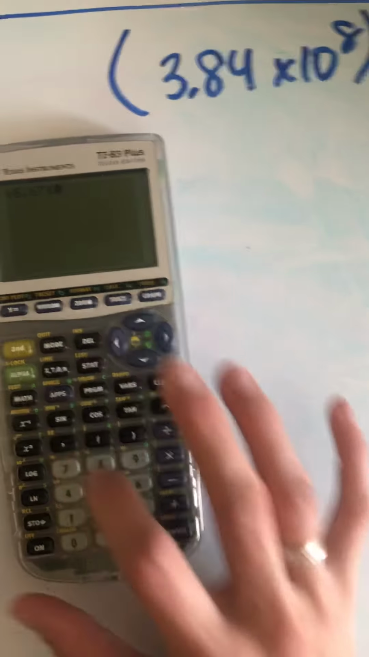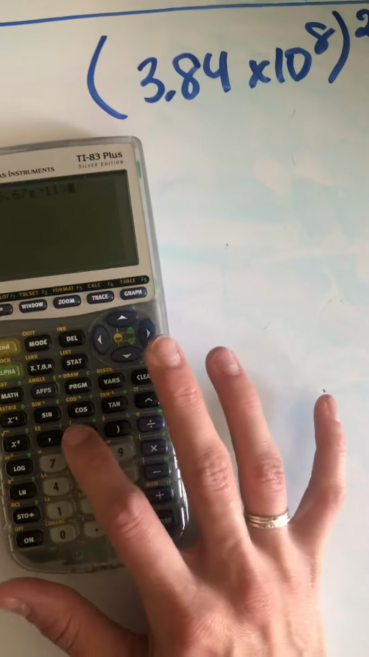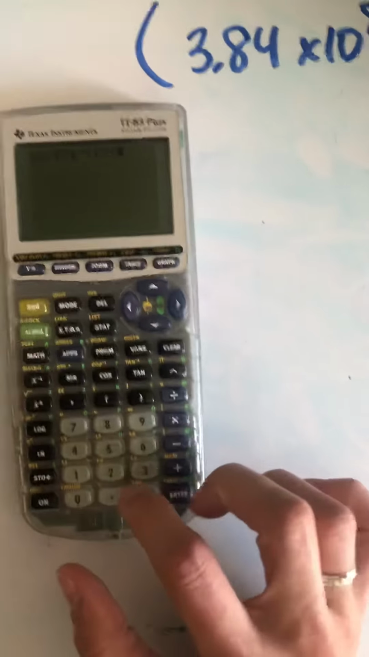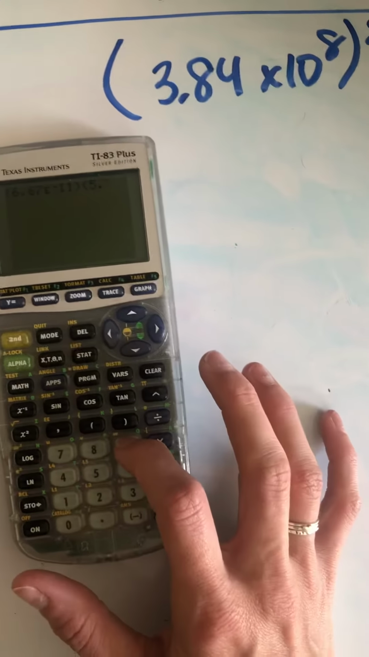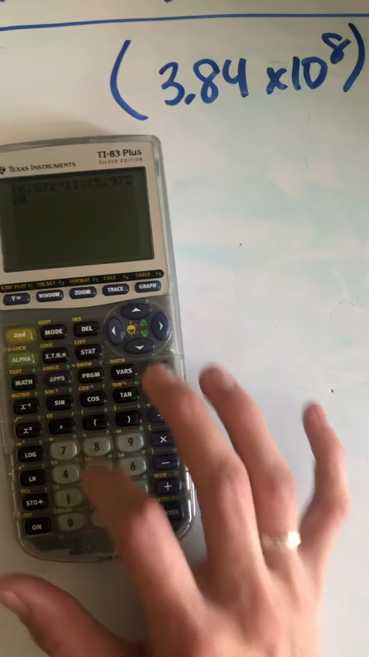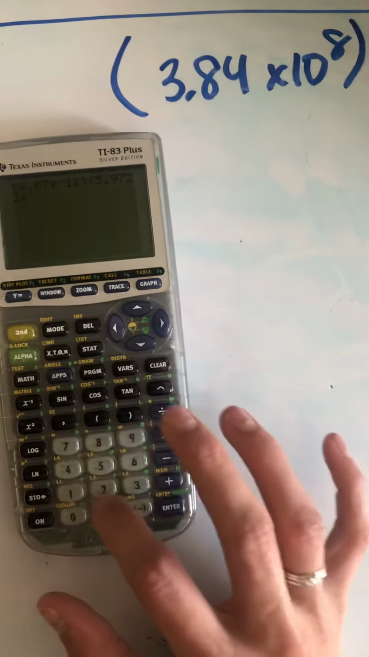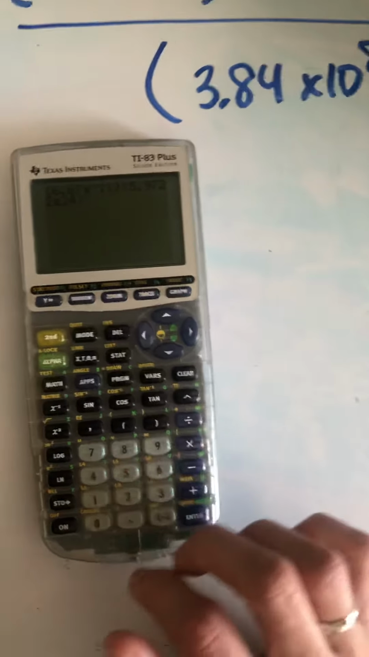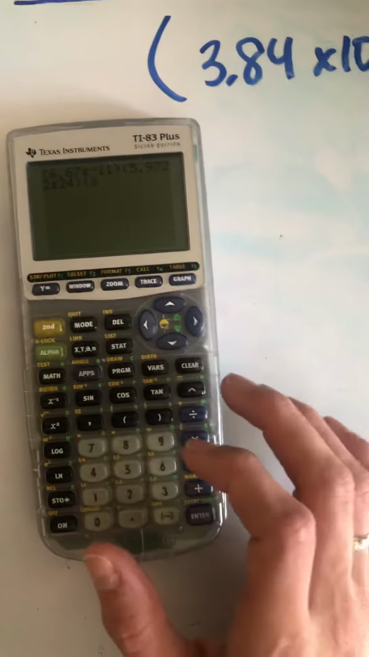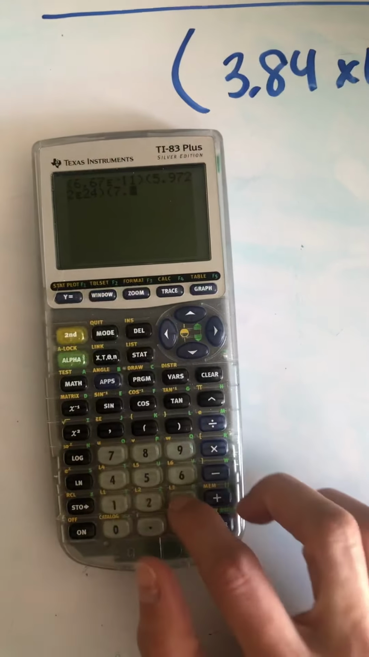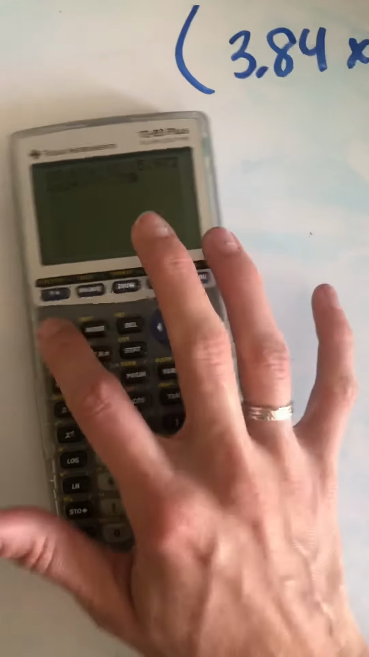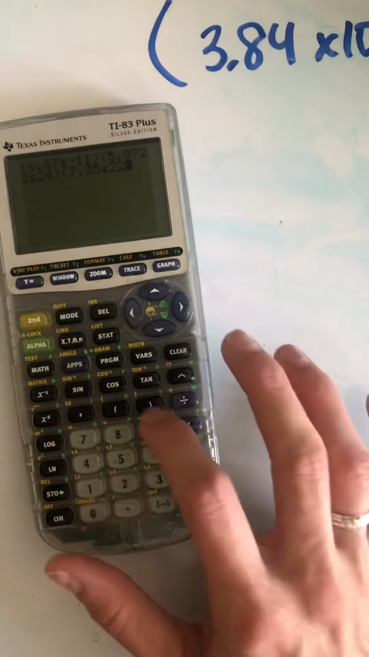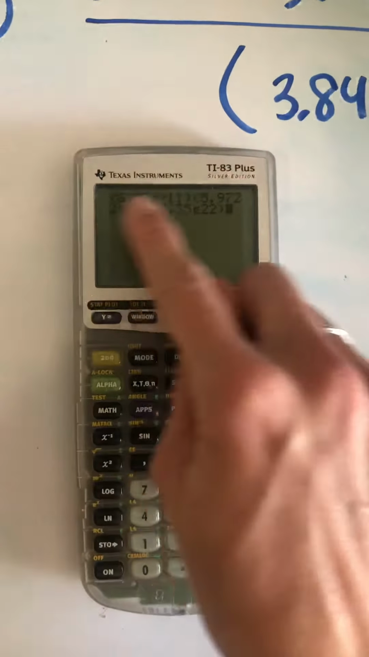6.67 times 10 to the negative 11. Open another parentheses and put 5.9722 times 10 to the 24th. Close parentheses. Open a new one, and I'm going to put my last number, 7.35 times 10 to the 22nd. That's all on the top. And I multiplied it all together using parentheses.